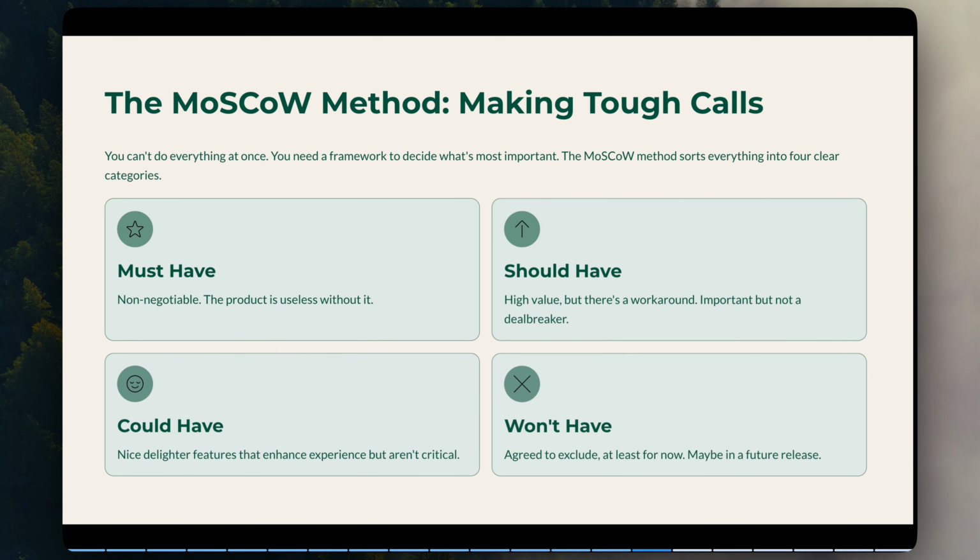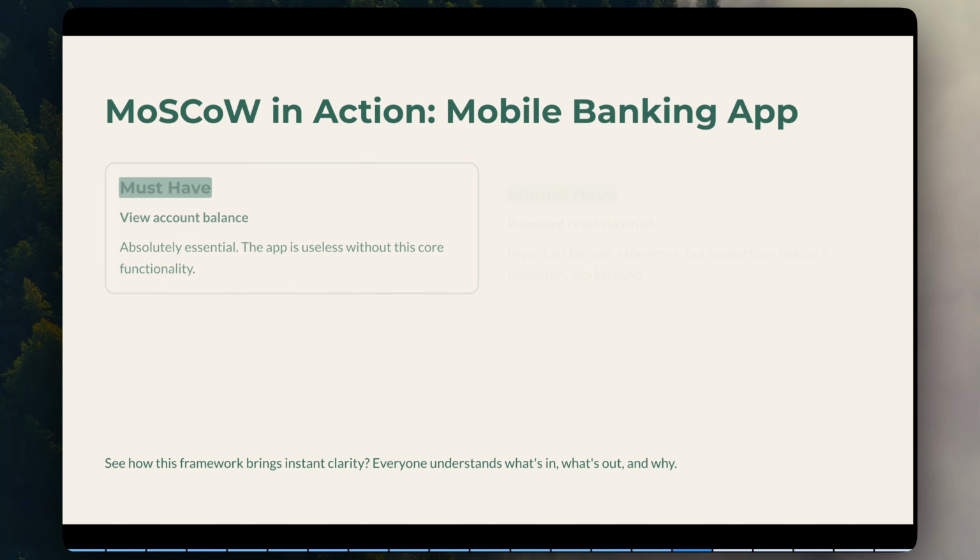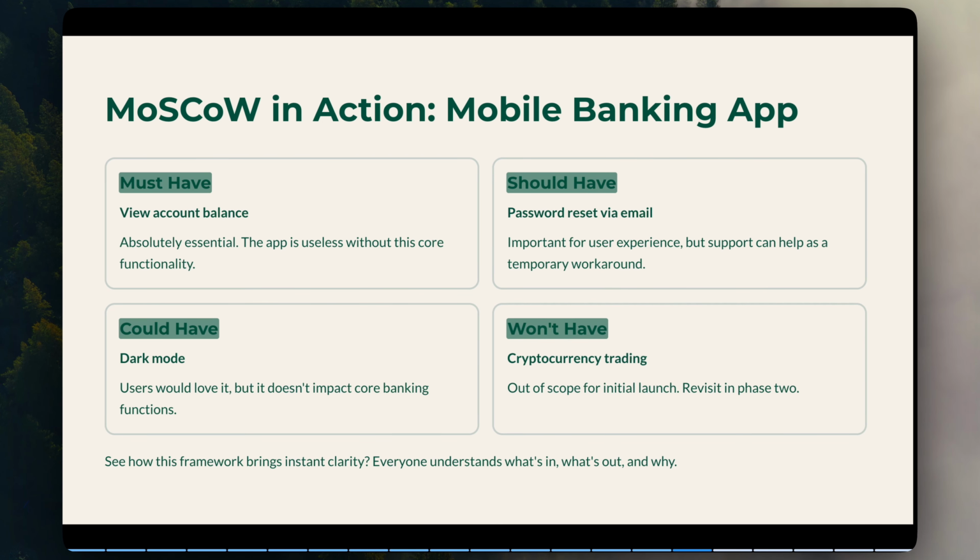This is the MoSCoW method, MSCW. It helps you sort everything into 4 simple categories. Let's use a mobile banking app as an example. Your must-haves are things that are totally non-negotiable, like a user must be able to view their account balance. The app is useless without it.